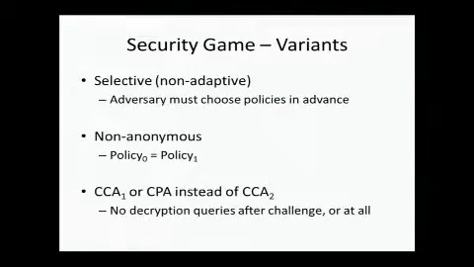So there are variants to this, because there are several variants of these models. One of the common ones is that a lot of the schemes that are designed in this area are selective, because it's very hard to prove things in this full game. And selective means that the adversary has to know who he's attacking before the game starts. This is a sort of realistic assumption. He has to choose policy 1 and policy 2 in advance, before he sees the public parameters. But the public parameters still have to be from the right distribution.